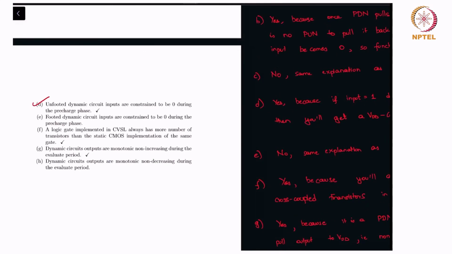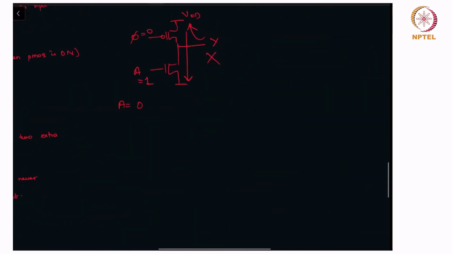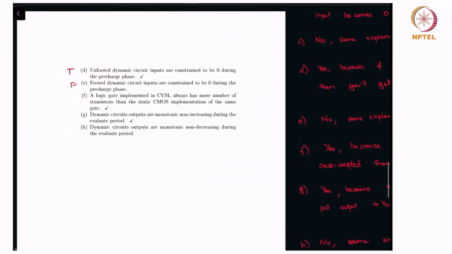now in a footed dynamic circuit, this problem is not there because the footer will turn off the pull-down stack, so the input can be whatever it wants to be, so it's not constrained to be 0. So this option is true, this option is false, right? In a footed gate, essentially the footer will turn off the stack, so even if A equal to 1, there is no contention of VDD and ground, because the footer will turn off the pull-down stack, so it can only go till here. After that there's no path. So that's in a footed dynamic gate.